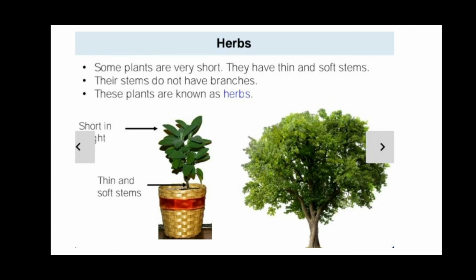Herbs. First, the topic is the herbs. Some plants are very short. They have thin and soft stems. Their stems do not have the branches. You see the mint, money plant, coriander leaf. So, you cannot find any type of the hard branches. Their stems do not have any branches. These type of the plants are known as what? Herbs. Okay, and they have the short stem.